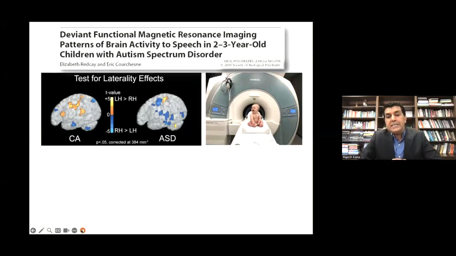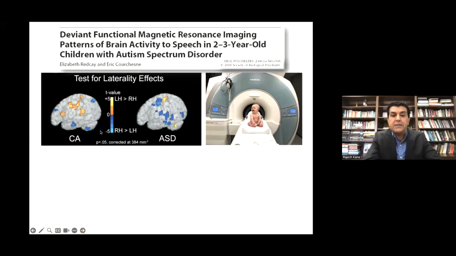In this slide, what you're seeing is a study from Elizabeth Redcay, published in 2008. The study was done with toddlers. So toddlers were brought to the MRI scanner, and they were sleeping in the scanner. While the toddlers were sleeping in the scanner, they played words auditorily, so that the children could hear them. Despite sleeping in the scanner, their brain is actively picking up these signals.